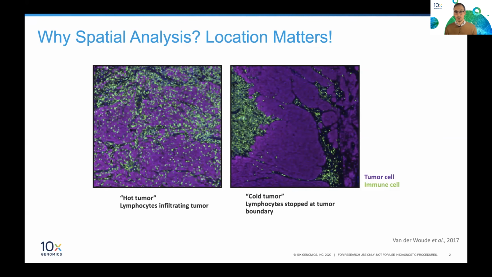So one is a hot tumor. You can see that the immune cells are able to penetrate into the tumor, and the other one is a cold tumor. The immune cells are locked out. So the prognosis for those two would be very different, although when you just quantify the different cells or the profiles without spatial information, you might end up with similar results.